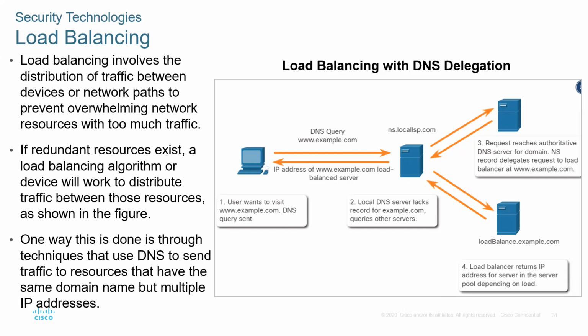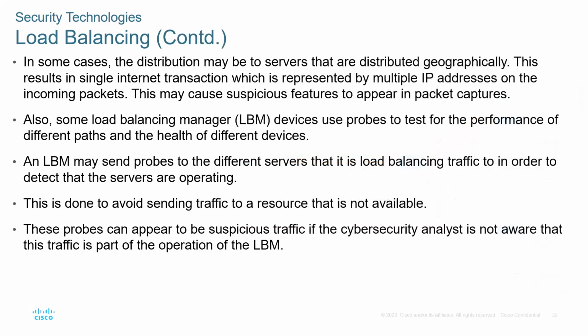resources, as shown here. One way this is done is through techniques that use DNS to send traffic to resources that have the same domain name but multiple IP addresses going out. So when a request comes in, it doesn't always get resolved to one IP address. It could use a round robin approach in order to delegate the traffic between multiple servers. There are many different algorithms out there for load balancing systems.